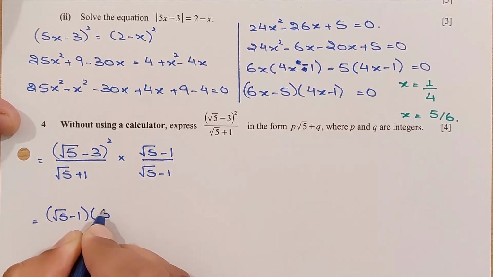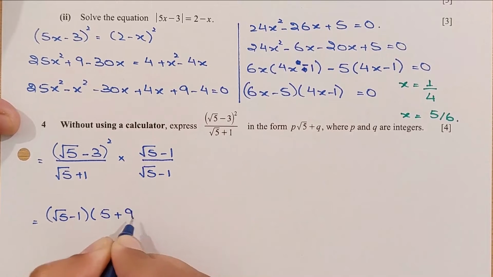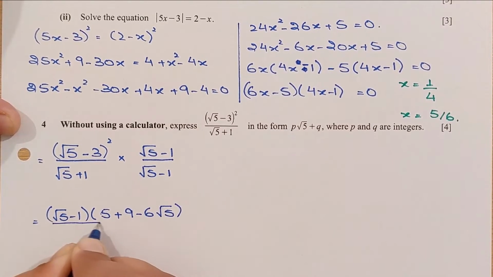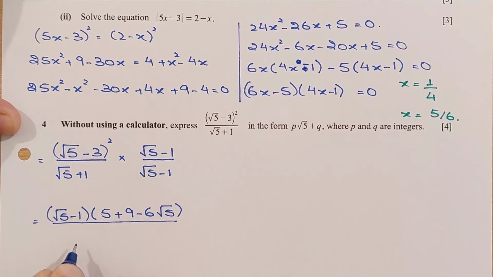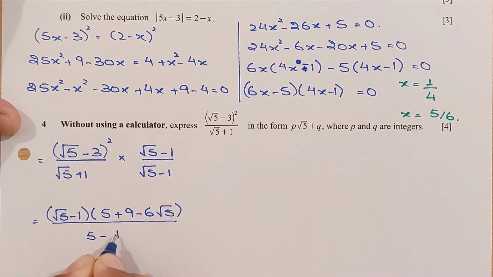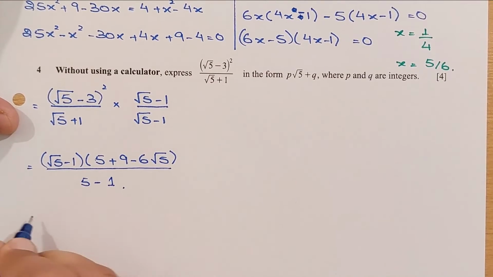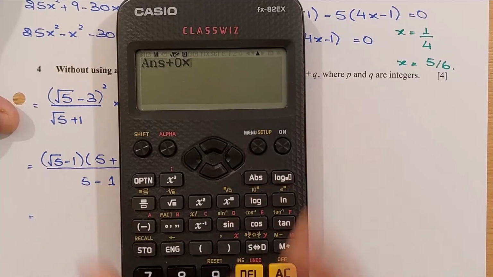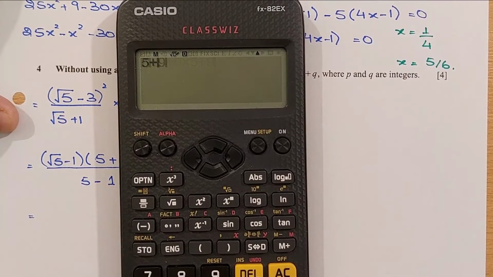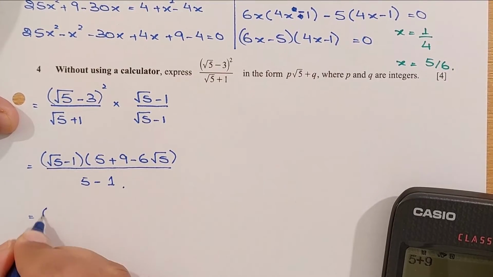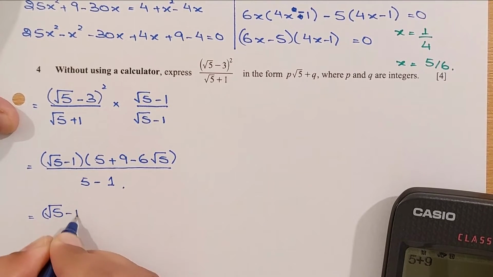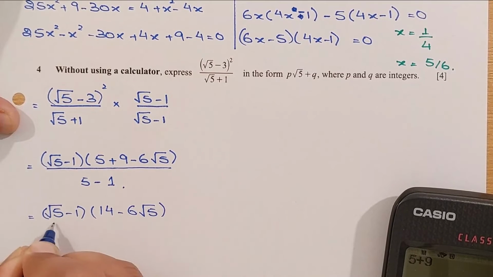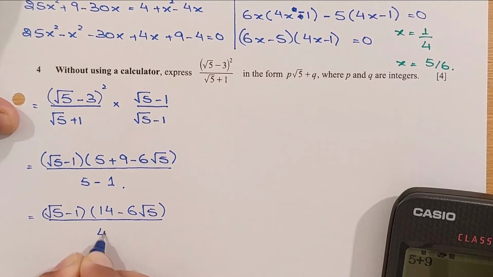So open the square: this is 5, and 3 square is 9, minus 2 times 3 is 6 square root of 5, and this whole thing is divided by square root of 5 times square root of 5, which is just 5, minus 1 square is 1. Okay, so we have 5 plus 9, which is 14. So (square root of 5 minus 3) times... we get 14 minus 6 square root of 5, divided by 4.